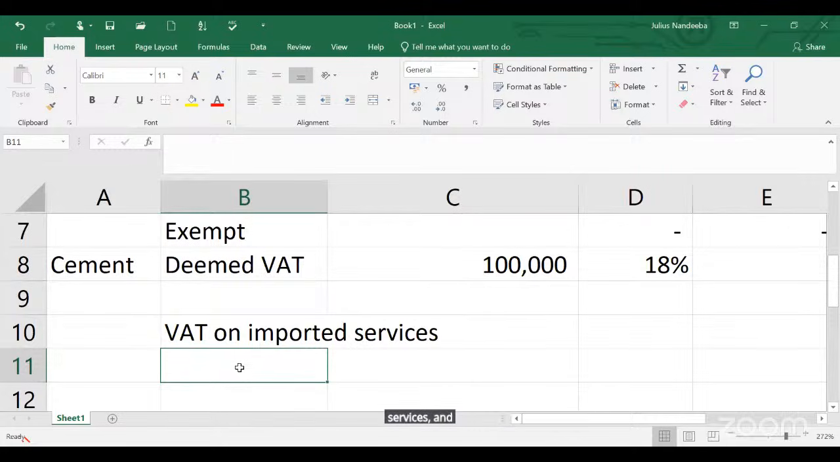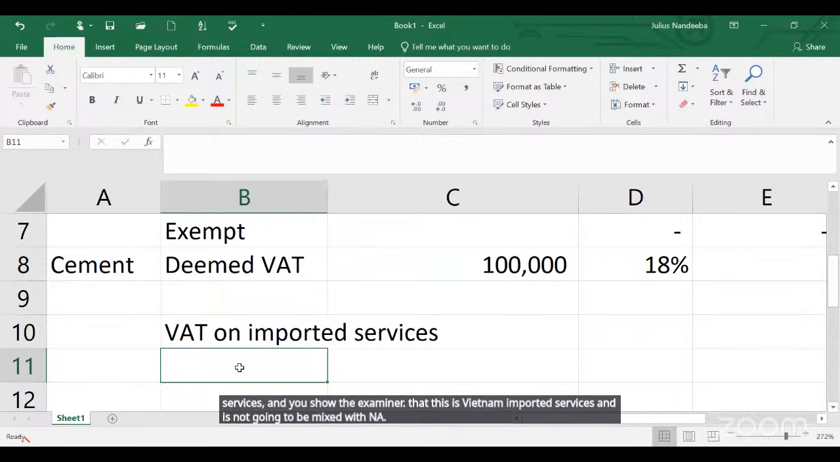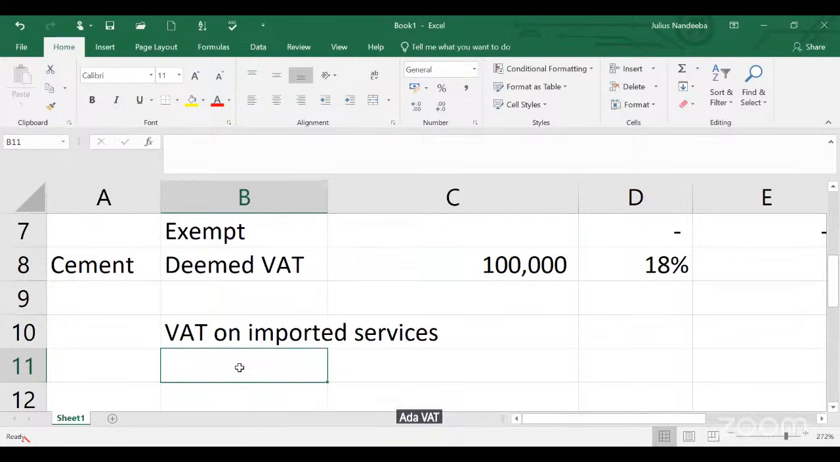And you show the examiner that this is VAT on imported services and is not going to be mixed with any other VAT. So you declare it separate. And that's what the examiner is testing. Yes.